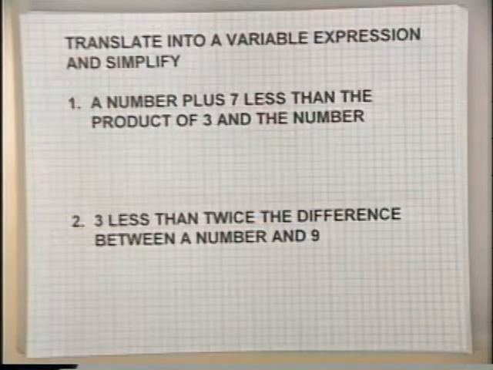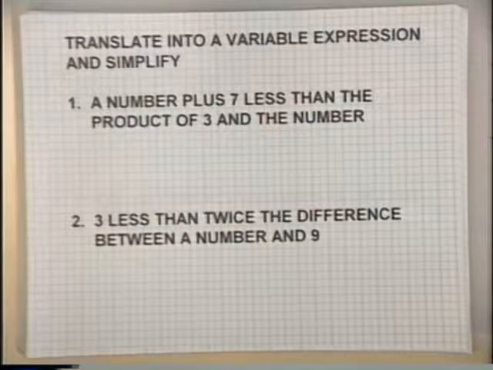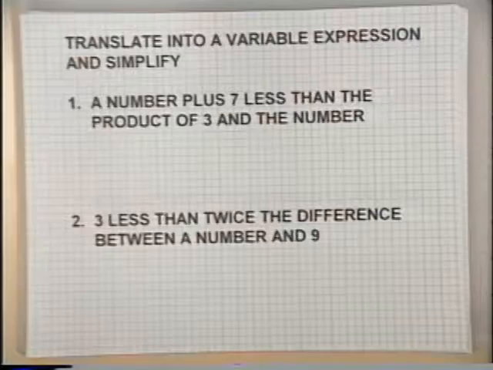Translate into a variable expression and simplify. Let's look at number 1. A number plus 7 less than the product of 3 and the number. Now that is really a complicated expression. What are we doing here?